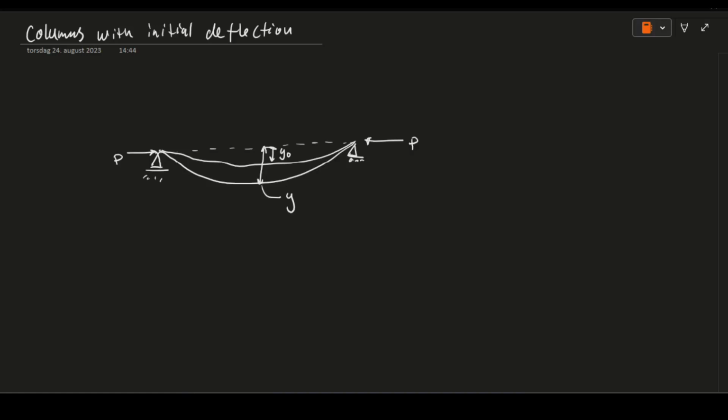Okay, this is columns with initial deflection. So let's look at this simply supported beam. It has already initial deflection y sub 0, and the total deflection is denoted as y.